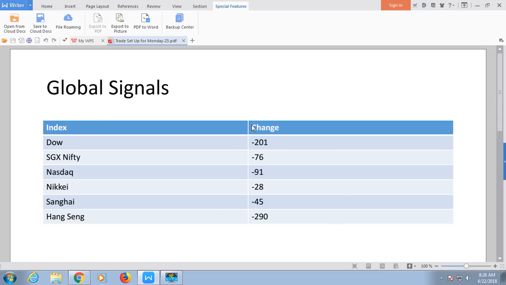So we can say Indian market may open negative for tomorrow, as the global signals are negative from all the global markets.